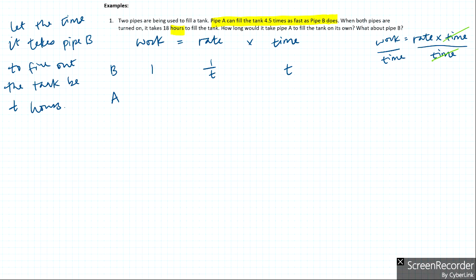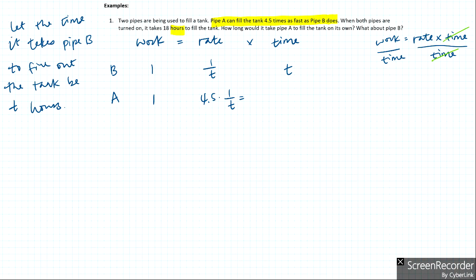So in particular, I know that the work A is going to complete by itself is 1. And I also know pipe A can fill the tanks 4.5 times as fast as pipe B does. That means the rate of A is 4.5 times the rate of B, so it'll be 4.5 times 1 over T over here. You could figure out the time just by doing the division, and that also gives us some opportunity to simplify this expression altogether.